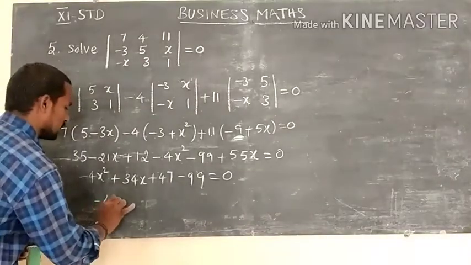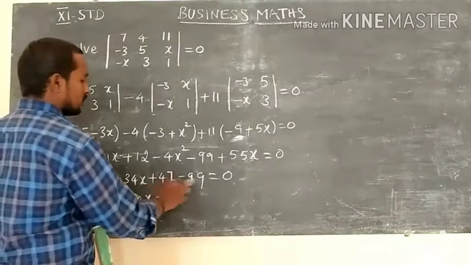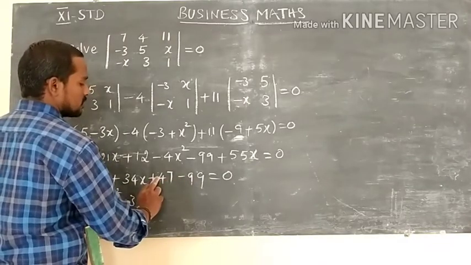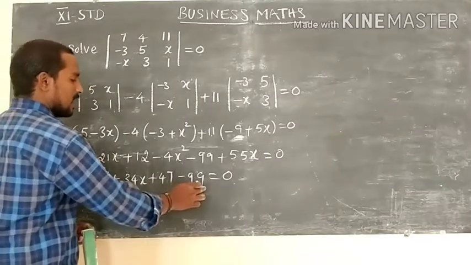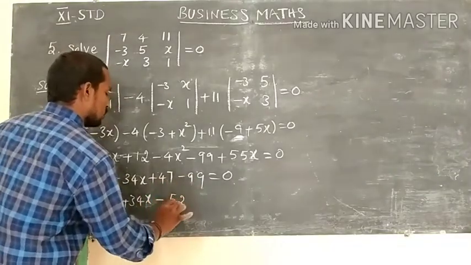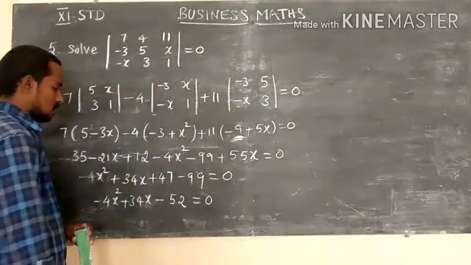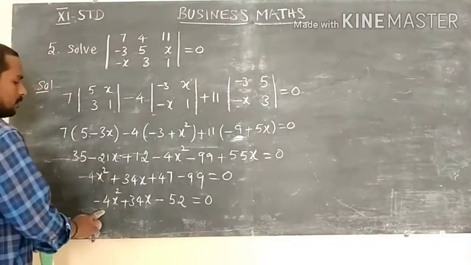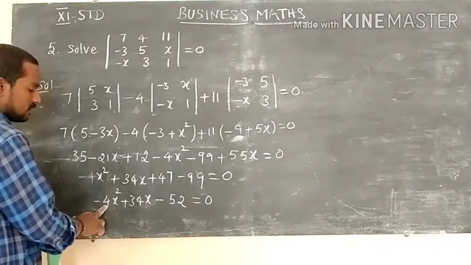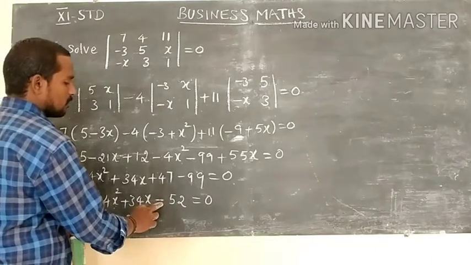So minus 4x squared plus 34x. Then subtract these two numbers because of opposite signs, plus 47 minus 99. 9 minus 7 is 2, 9 minus 4 is 5, so minus 52 equal to 0. The greater value sign is minus. So compare all the terms: minus 4x squared plus 34x minus 52.